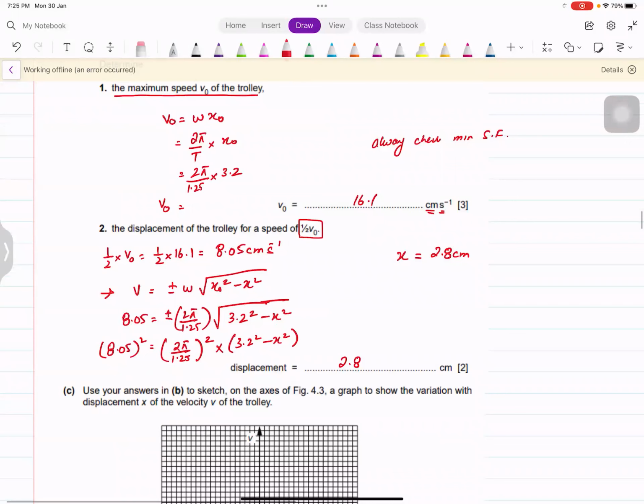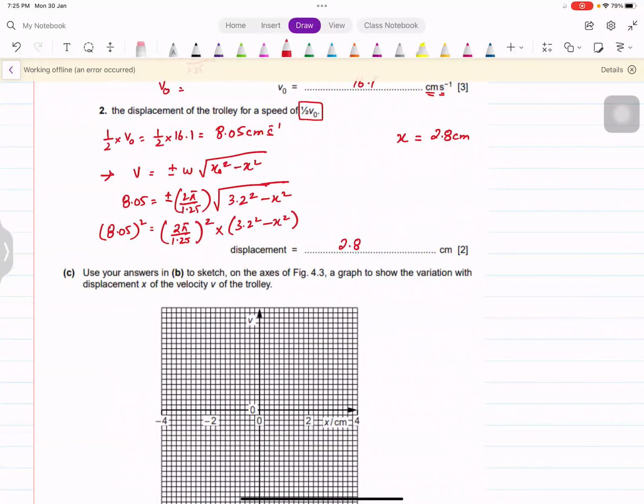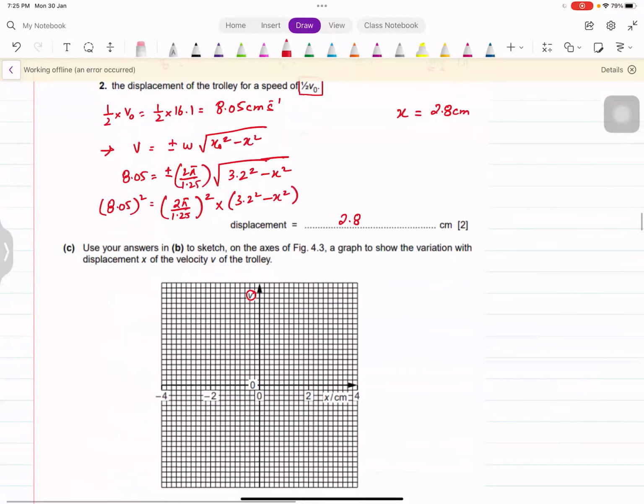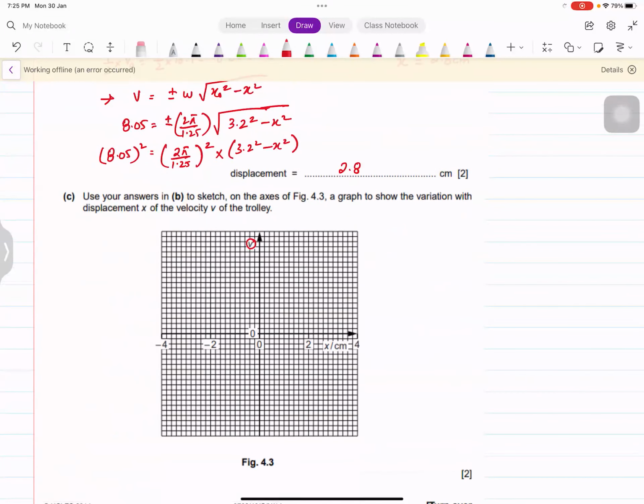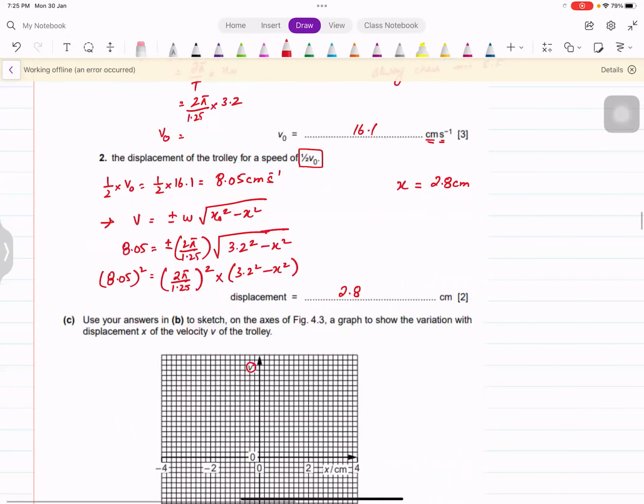Excellent. Now, the next thing they ask is to draw a graph. Whenever the graph you see is between v and x displacement, it will always be a circle or an oval. You can draw it freehand, but it should look like that. It's also a good idea to use a compass. Anyway, right now, the maximum velocity we got was 16.1.